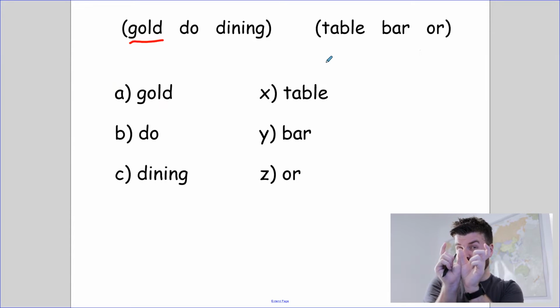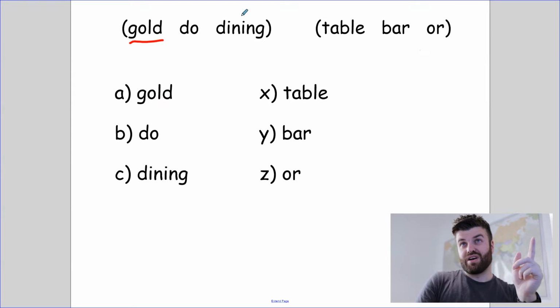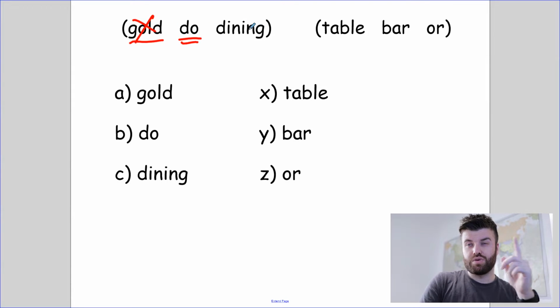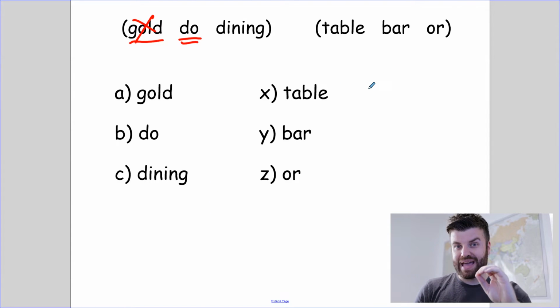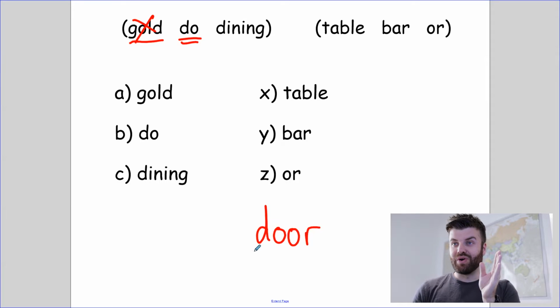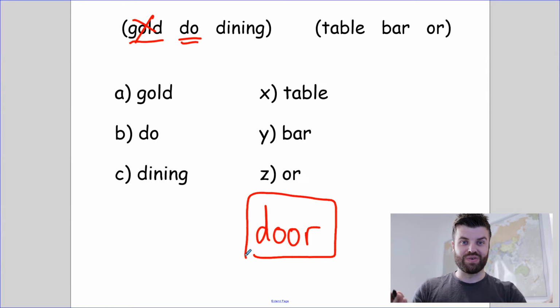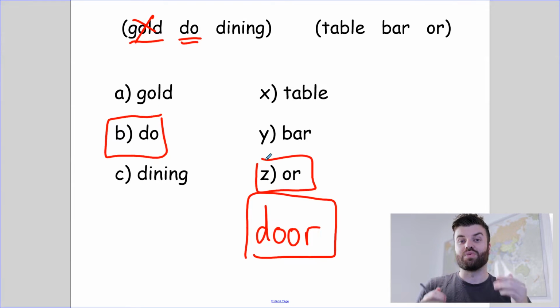Well, a gold bar is a thing. But is it a compound word? A brand new word that works on its own? No. Gold ore doesn't work. Do table, definitely not. Do bar doesn't work. This is one of my favourite answers for this type of question. And do and or actually make a word when we put them together. And this is where our technique of writing down the possible word really helps. Because do or, as you can see on the screen, becomes door. The sounds change, that's the trick, but the answer is B and Z. The word is door. Move on to the next question.